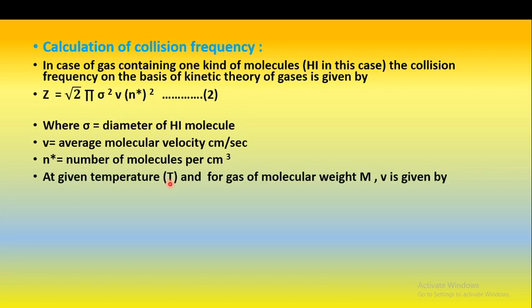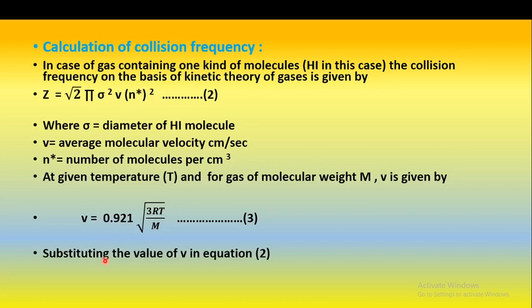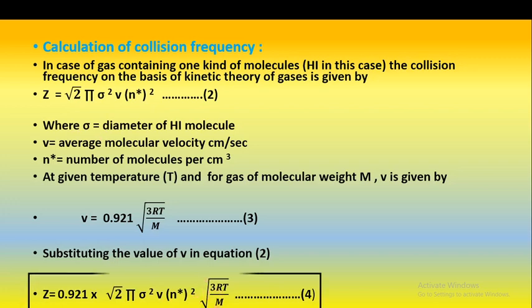At a given temperature T, for a gas of molecular weight M, the average molecular velocity V is given by 0.921 into the square root of 3RT upon M. Substituting this value of V in equation 2, we get Z equals 0.921 into root 2 into pi into sigma square into N star square into the square root of 3RT upon M.